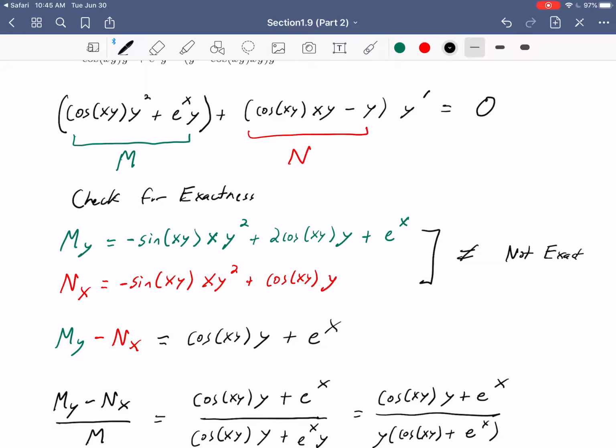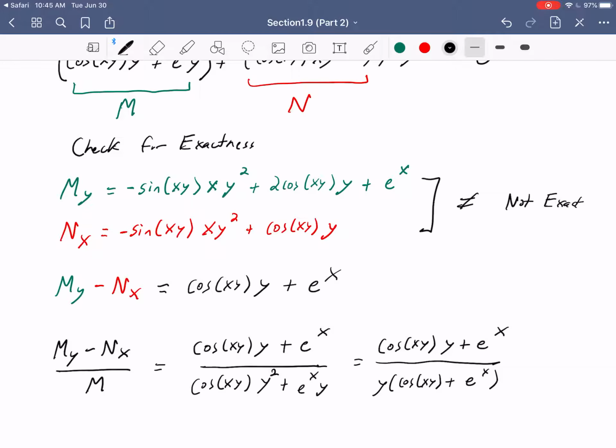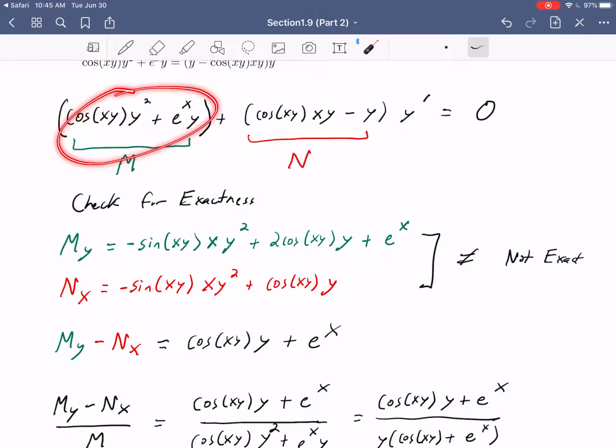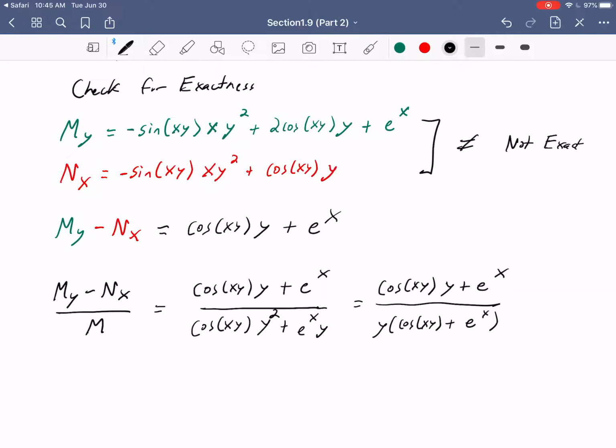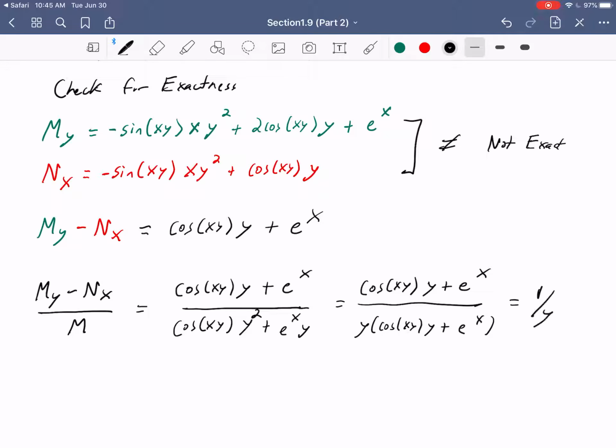Did I make a mistake there? Oh, yeah, this is a y squared down here. Sorry. It looked a little funny. Yeah, this is a y squared initially from our M. Sorry about that. Just sort of a miscopy. And then once we factor that out, I'll need to rewrite that denominator. Once we factor out that y, we get cosine xy plus e to the x. These things are the same, so we can cancel those. And it looks like we get 1 over y.